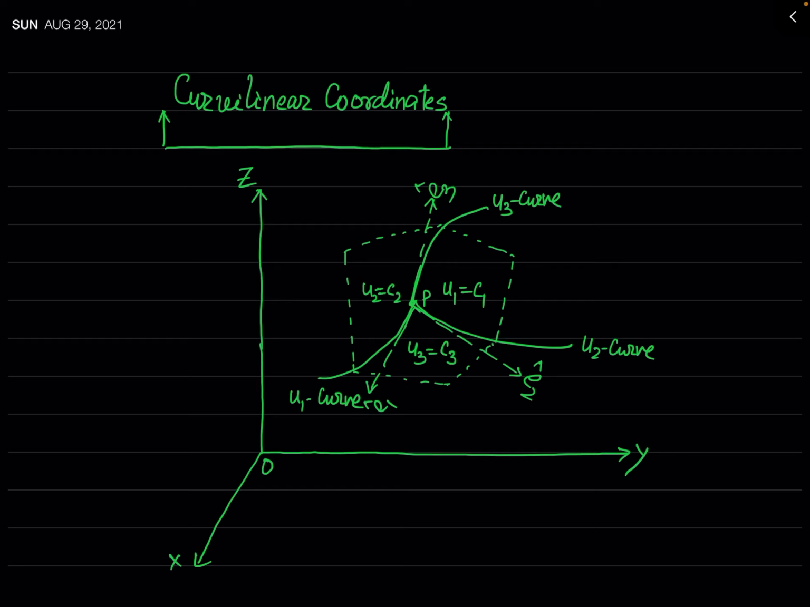In fact, in this figure, I have shown three surfaces. You can see there are three surfaces defined by the equations u1 equal to c1, u2 equal to c2, and u3 equal to c3. In fact, these three surfaces intersect one another at the three curves.